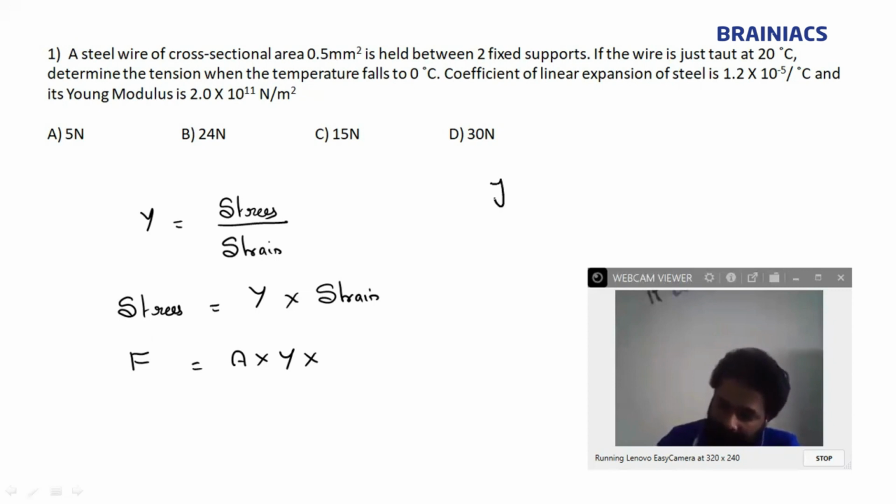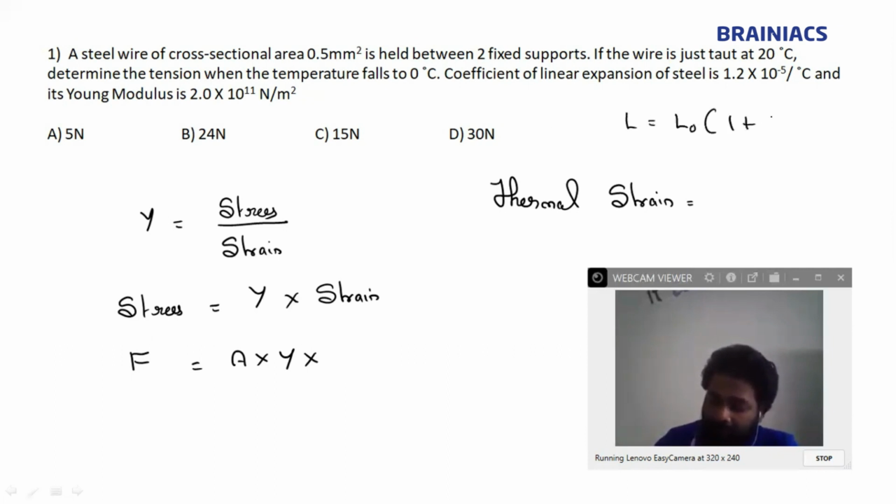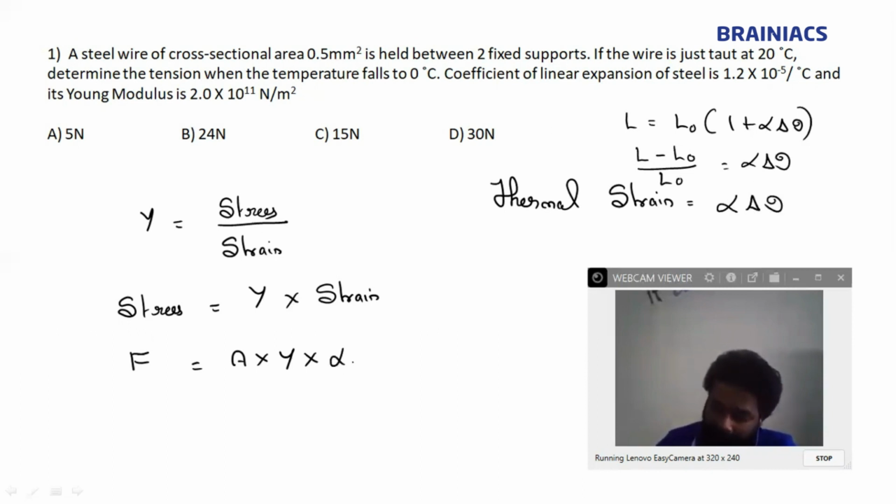So when heat is involved, there is going to be thermal strain. So what is thermal strain, we have studied. New length is equal to old length into 1 plus alpha delta theta. So from this, L minus L naught divided by L naught is equal to alpha delta theta. This is the thermal strain, alpha delta theta. So here alpha delta theta can be given.